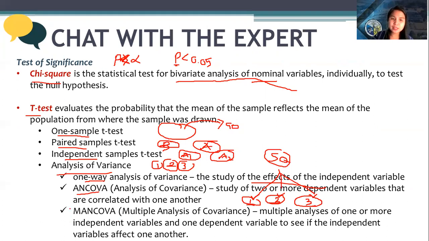And the last one is MANCOVA. MANCOVA is done if you have more than two independent variables and another dependent variable. Example, this one, stress levels and sleep quality, and you have here academic performance. With that one, we use MANCOVA, or multivariate analysis of covariance.